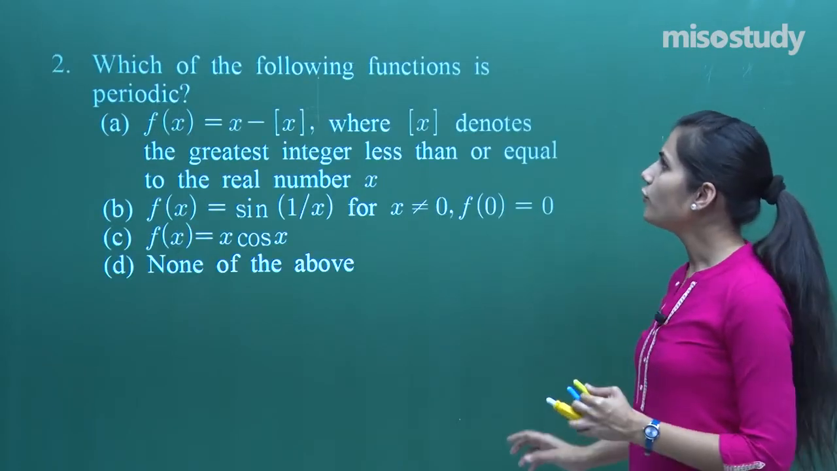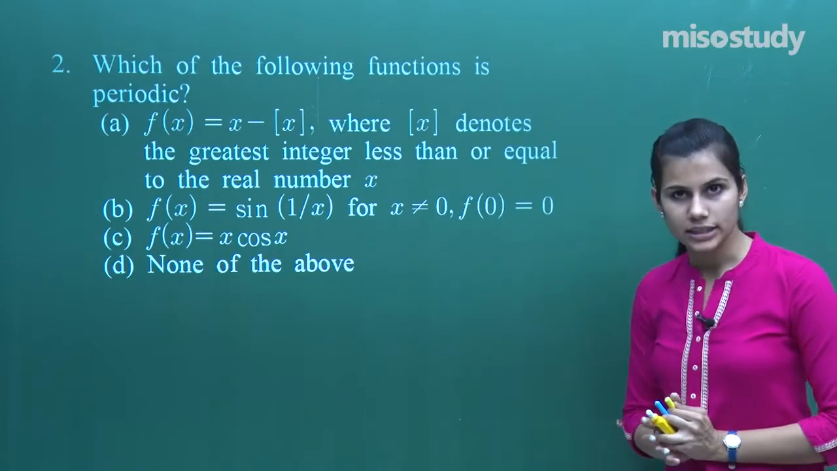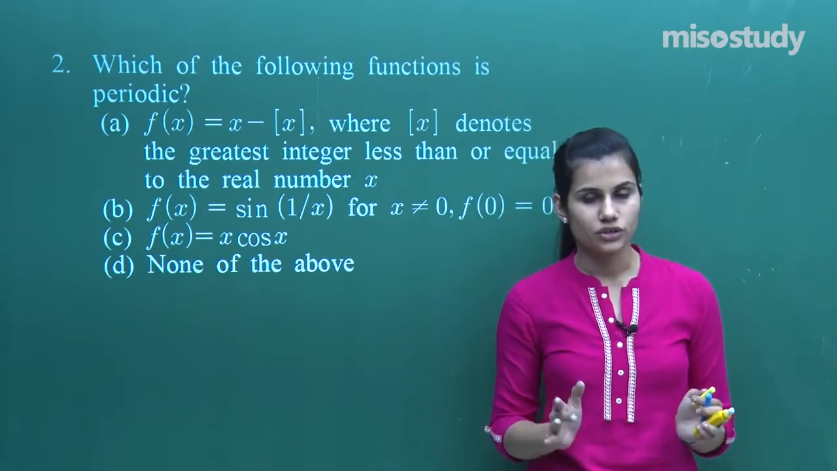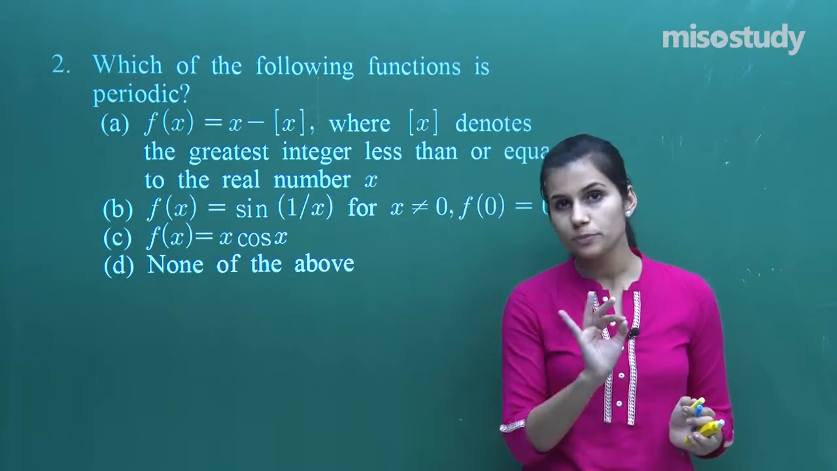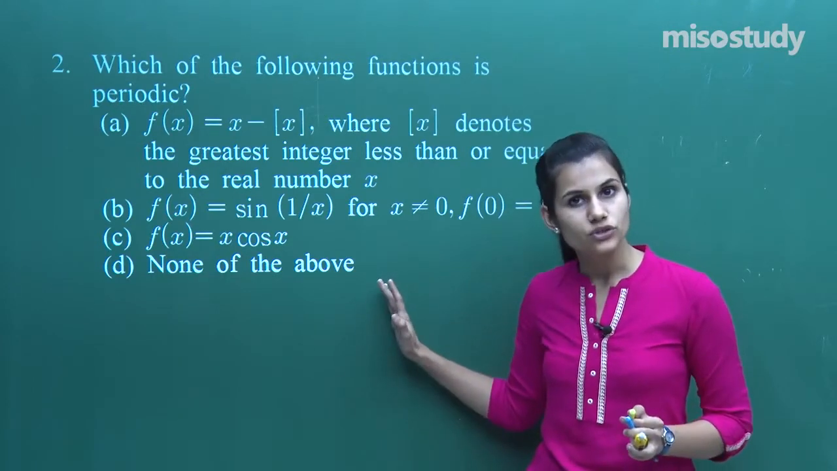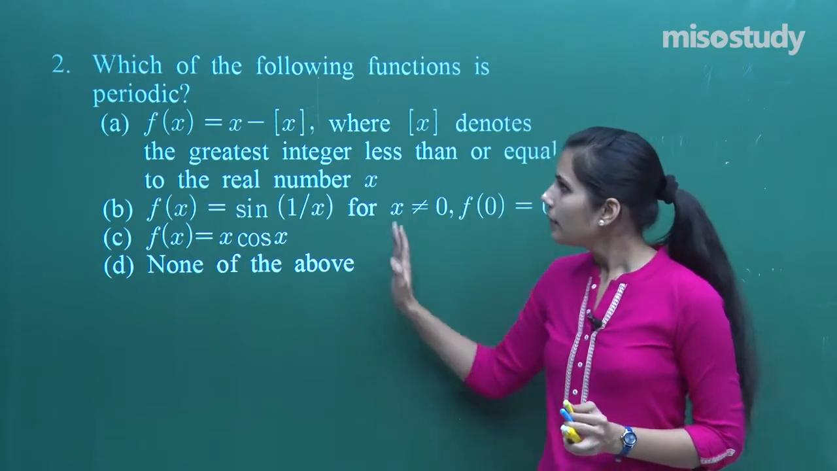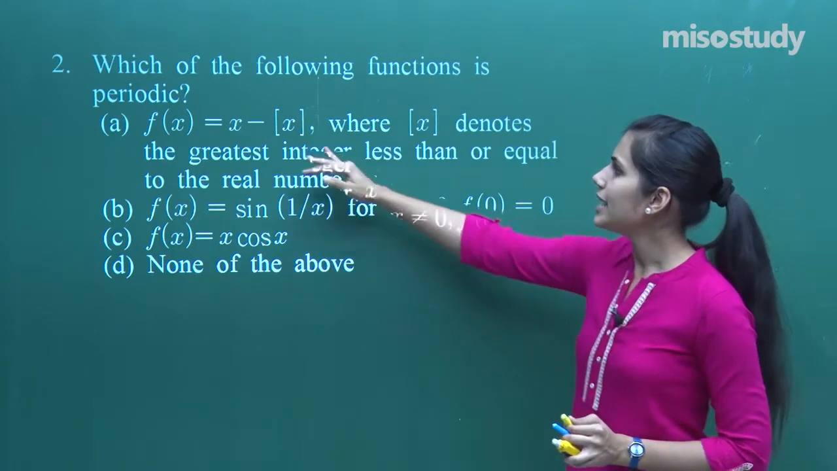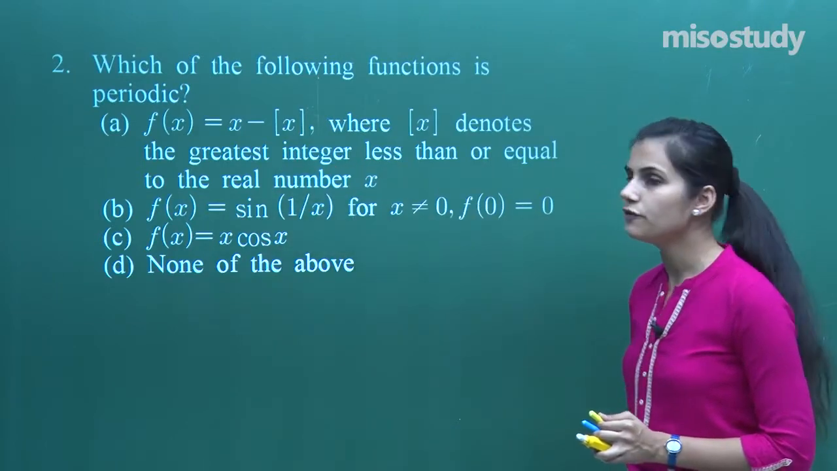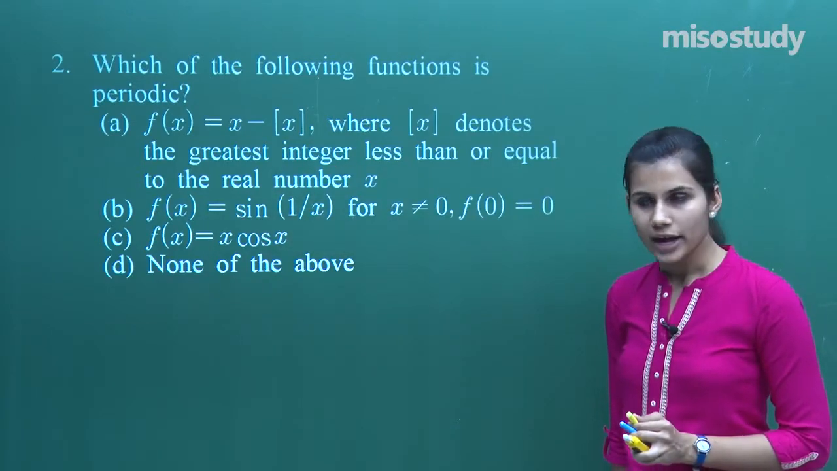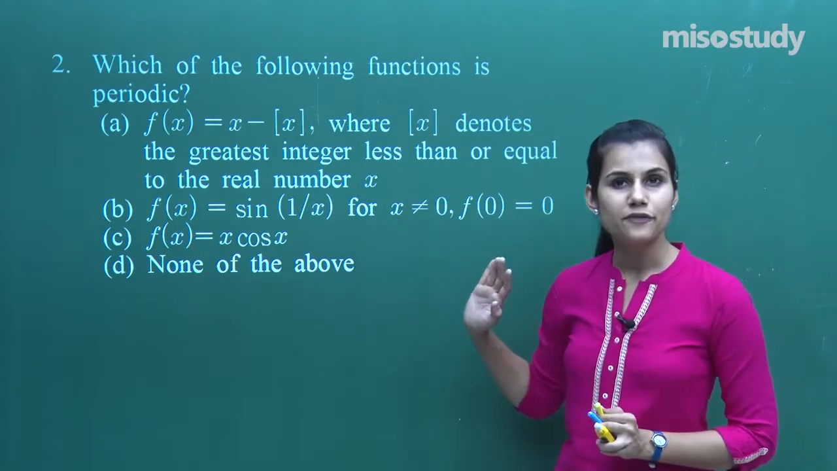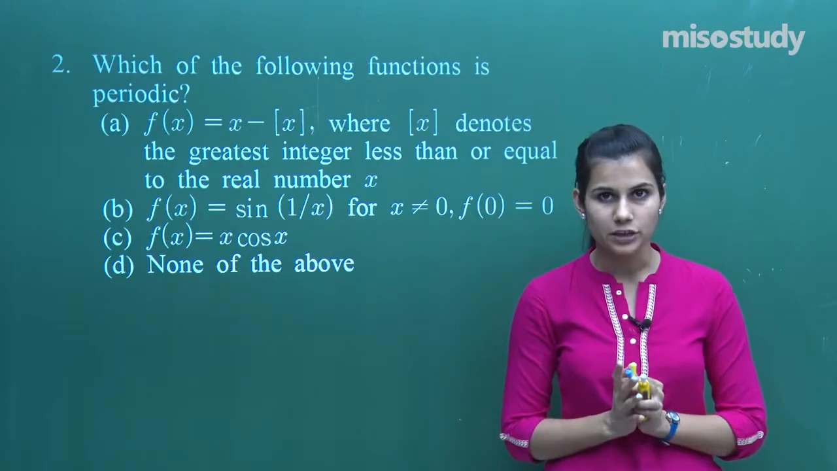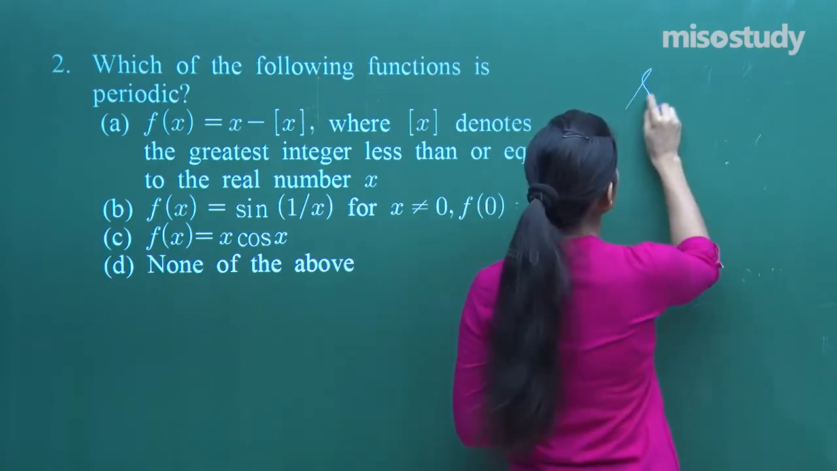It is saying which of the following functions is periodic? Fine. So, I want to know which functions are periodic functions. Your concepts about periodic functions should be very clear before dealing with questions upon periodicity. The first option is fx equals x minus greatest integer function of x, right? The moment I look at this definition, I have in my mind that yes, this function is nothing but the fractional part function, right? Isn't it?